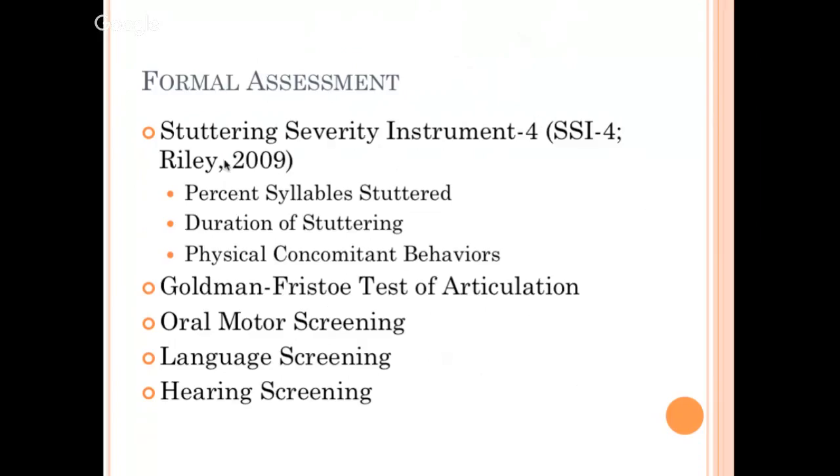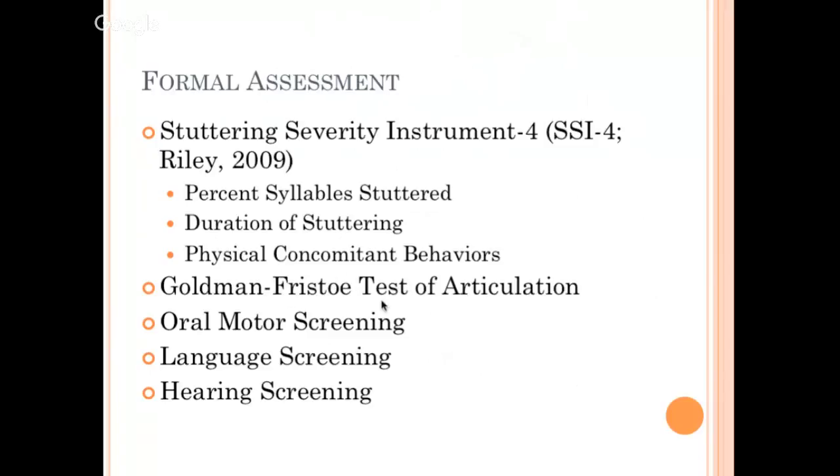We're going to do a formal assessment, the Stuttering Severity Instrument 4, and this is something that we'll practice when I come into class the next time. We look at percent syllable stuttered. We'll look at duration of stuttering, so the length of the 3 longest moments of stuttering, and then also physical concomitant behaviors, so any kind of secondary behaviors, eye blinks, jaw tension, loss of eye contact, things like that.